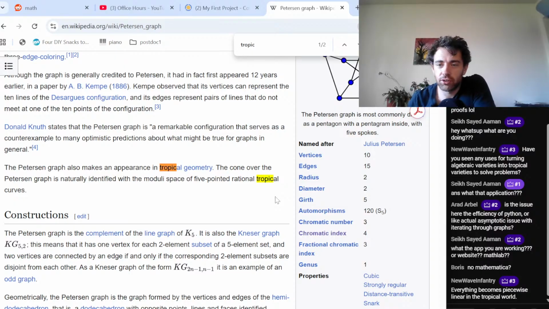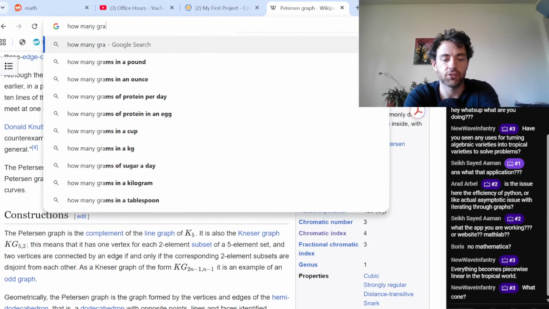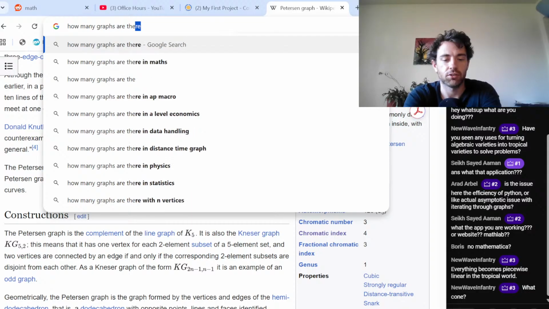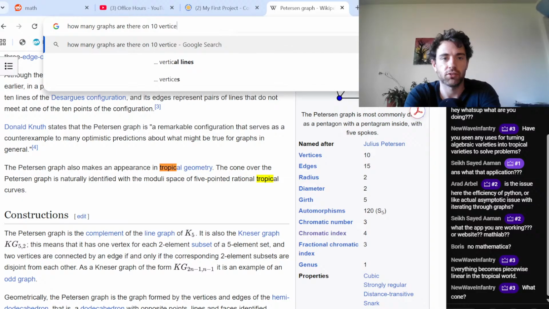Is the issue here the efficiency of Python or the actual asymptotic issue with iterating through graphs? I'm guessing it's the asymptotic issue of iterating through graphs. It could also be the way the graph constructor is implemented. But how many graphs are there on 10 vertices, let's say?